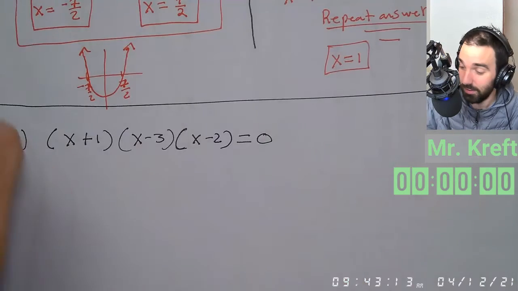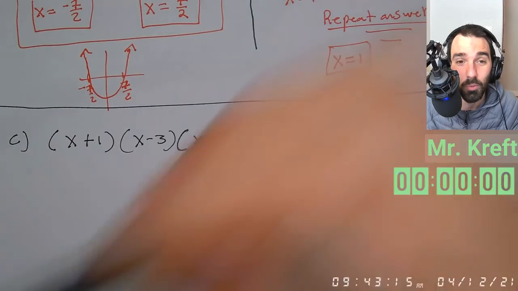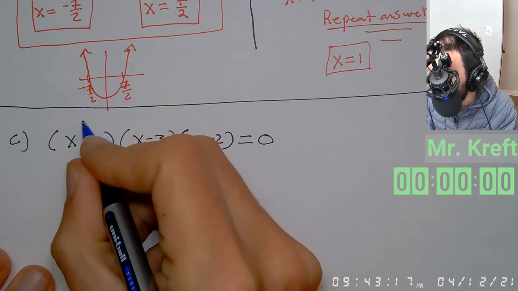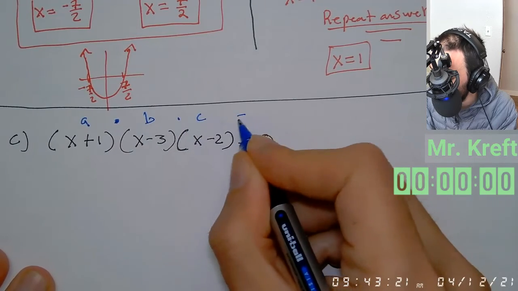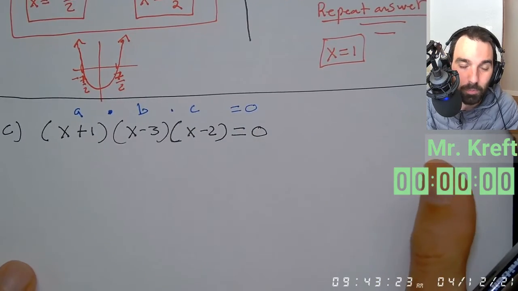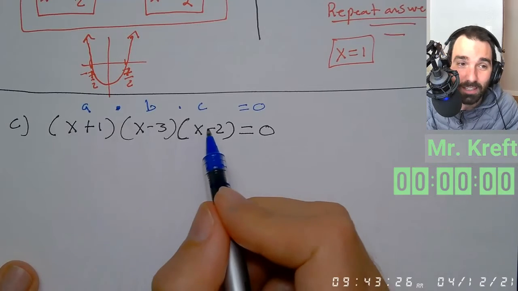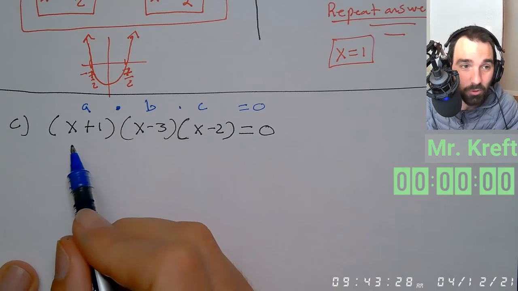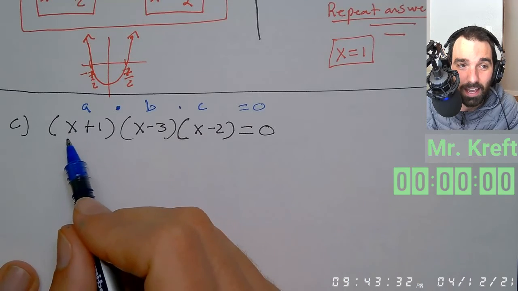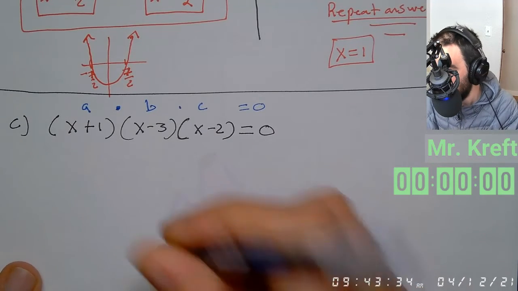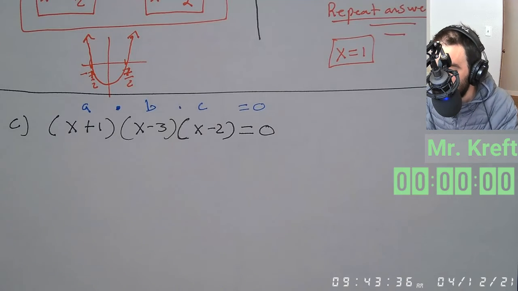All right, so let's take a look at this. So what's going on here? We have 3 terms multiplying to get to 0, right? We can think of this as A times B times C equals 0. That's still the zero product property. We can have as many of these terms as we want, but if you have all multiplication and the answer is 0, then any one of these has to be 0. So how do we set up and solve this?